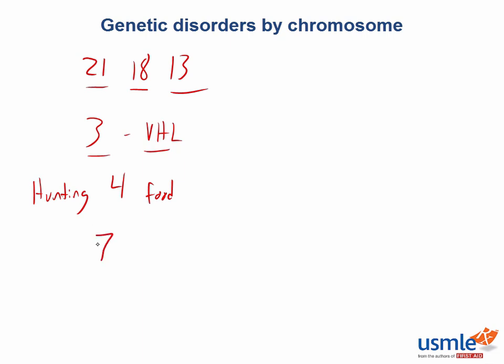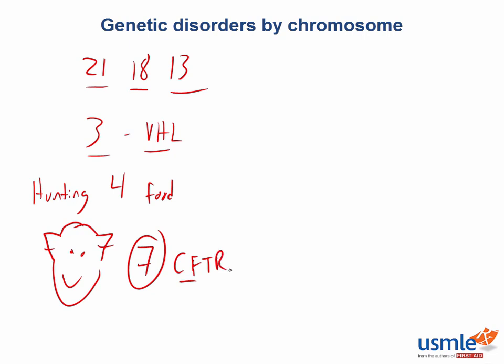What about chromosome 7? I like to think of the 7 as a pointy ear, which makes me think of elfin facies. And in what disease do you see elfin facies? Williams syndrome. And by the way, what's another autosomal recessive disease on chromosome 7? One is cystic fibrosis, caused by mutation in the CFTR gene.